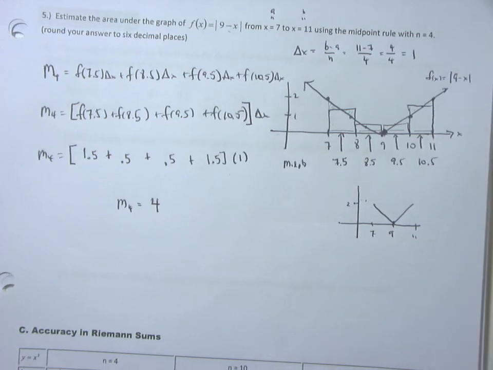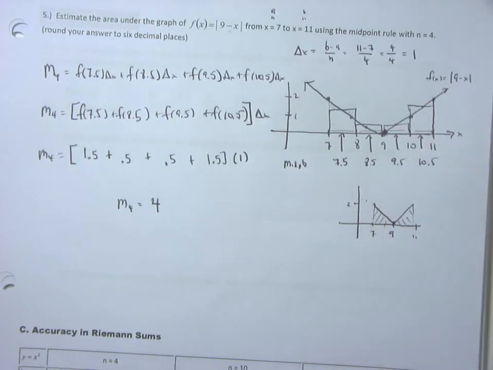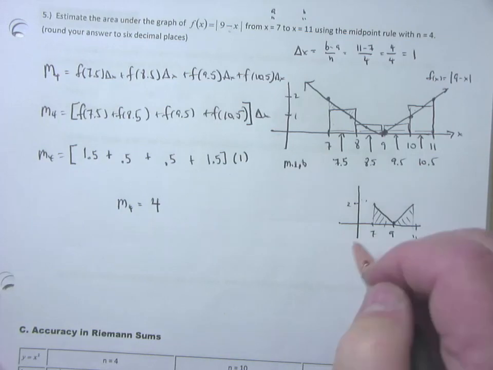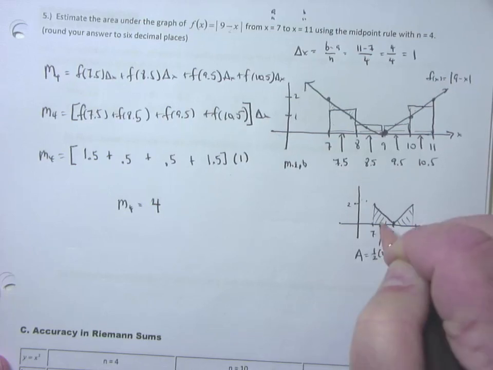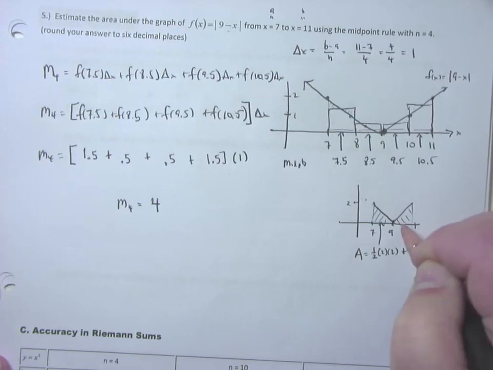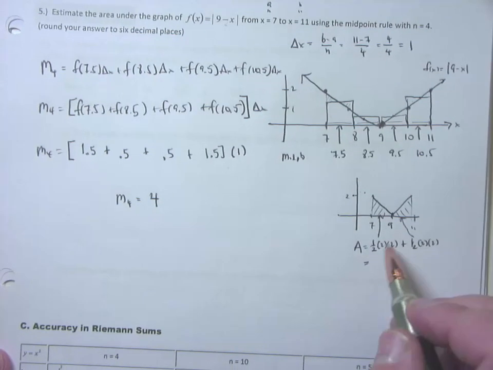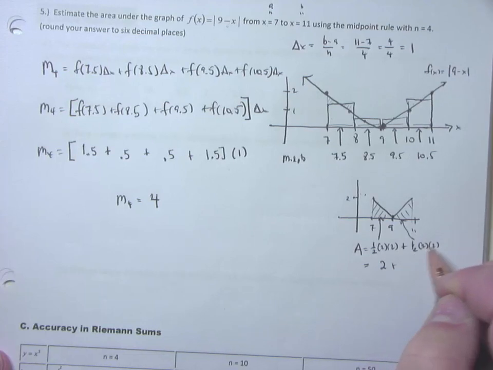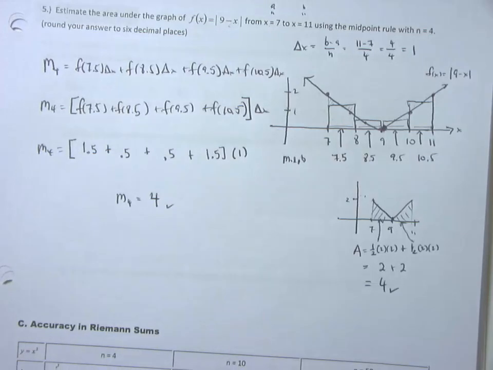Another way you could estimate the area under the curve is this. Well, the area under the curve is actually a triangle, right? So you've got two triangles here. So your area is going to be 1/2 base, which is 2, the height is 2 for this triangle, plus 1/2 the base is 2, the height is 2 for this triangle. So this is using geometry here. And 2 times 2 is 4, half of that is 2, plus 2 times 2 is 4, half of that is 2, and 2 plus 2 is 4. It's the exact area under the curve.